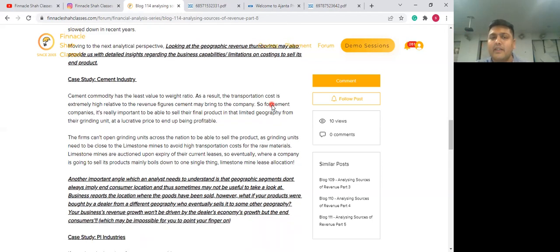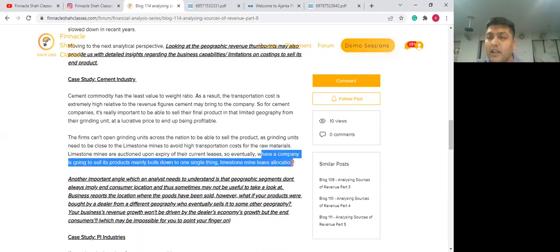So technically speaking, the geography where a company will be selling its product is only a function of one thing: limestone mine allocation, lease allocation. Whosoever gets that lease for howsoever long a period is going to control that geography for that particular period. So it's a wonderful data point to take a look at. Like I said, you really need to focus on what kind of geography you are catering to, and that geography is going to drive your business. So this is one wonderful angle for you to take a look at.